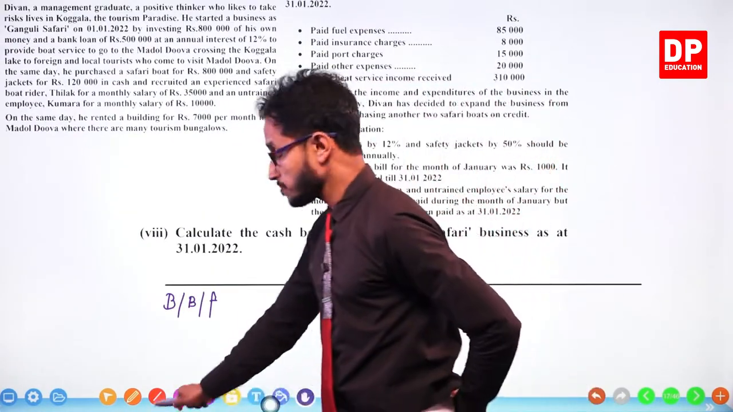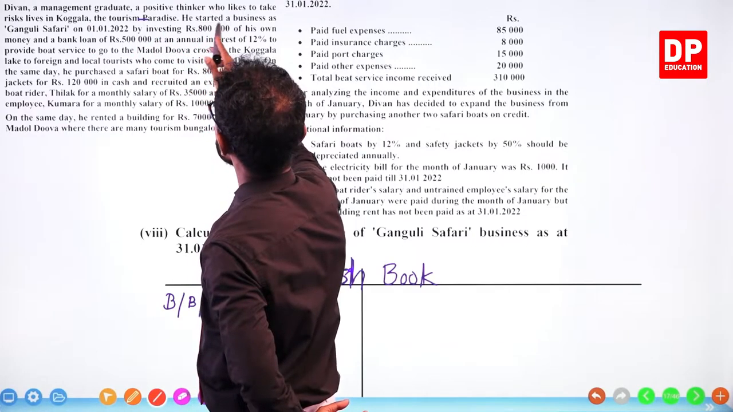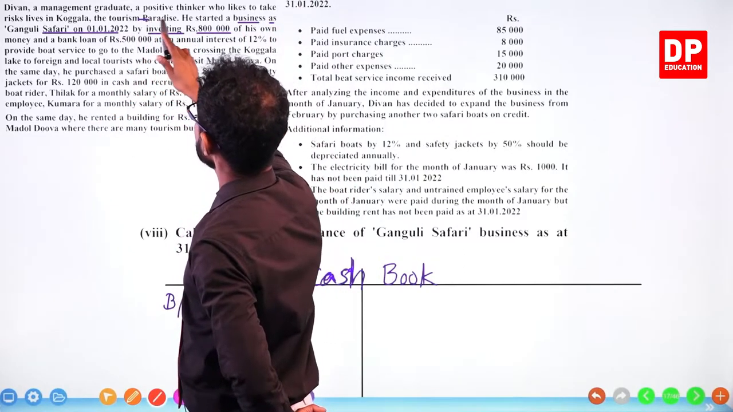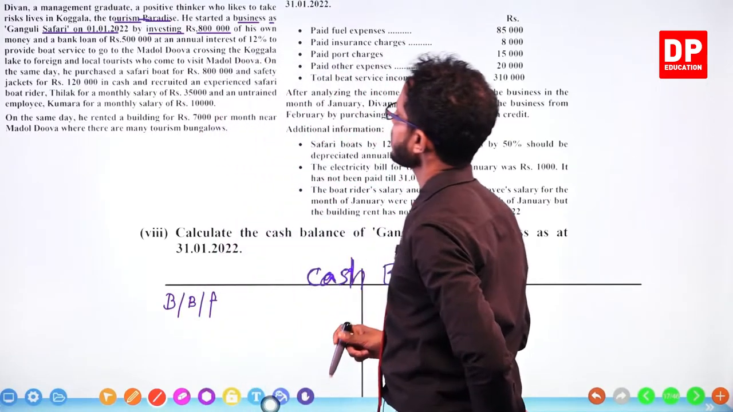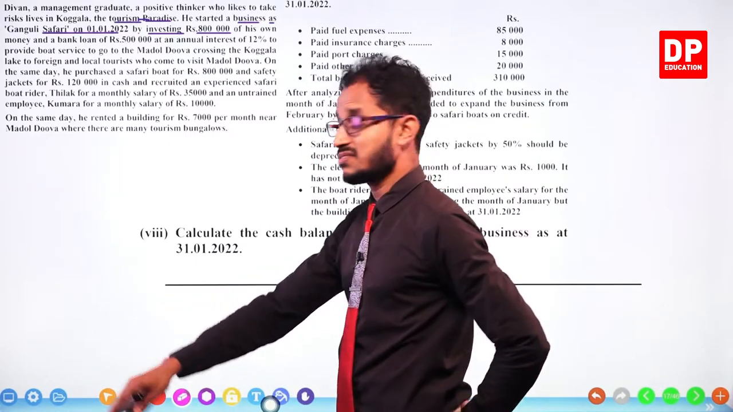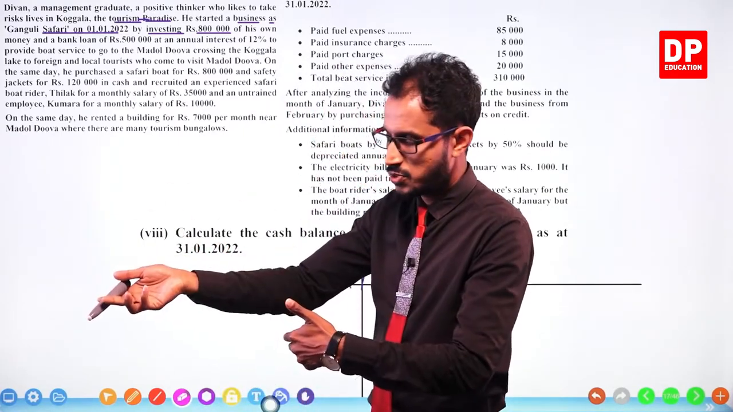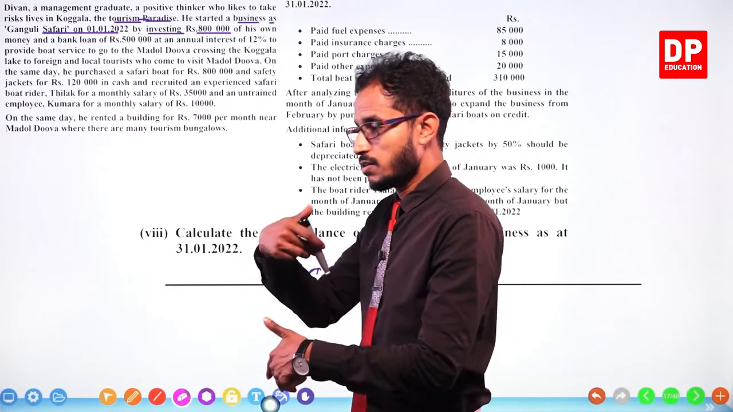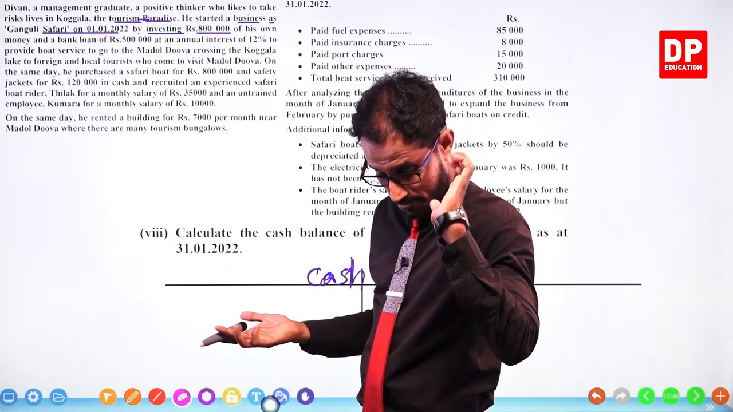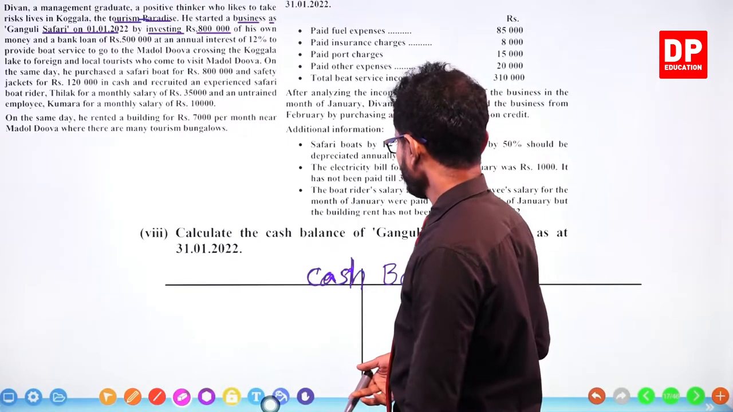You have to take the opening balance, children. Why? Otherwise, did I have to take the opening balance? He started a business as Ganguly Safari by investing 800,000. So cash comes 800,000, not BBF. This is a newly started business, so no BBF. If it was a business which was continuing, there is a BBF from the last month, the cash balance coming to this month. But this is a newly started business. No cash balance carried forward, brought forward. Okay.